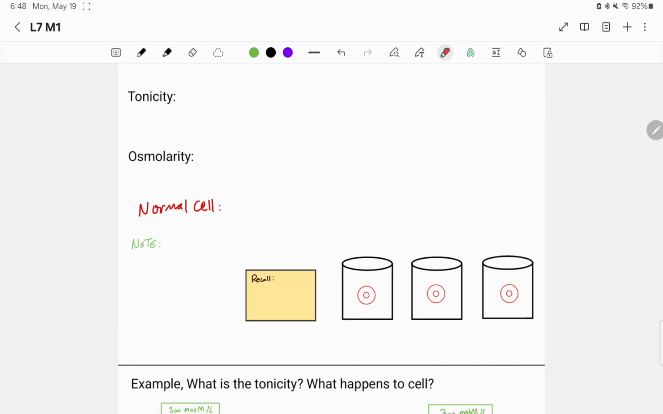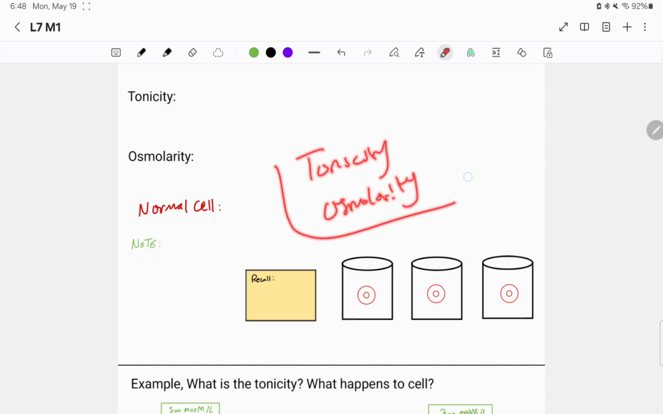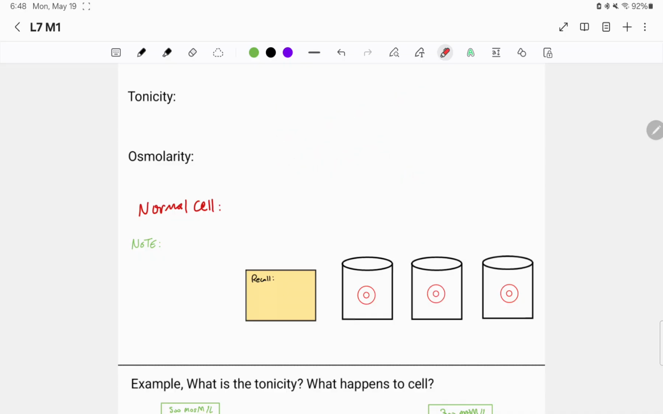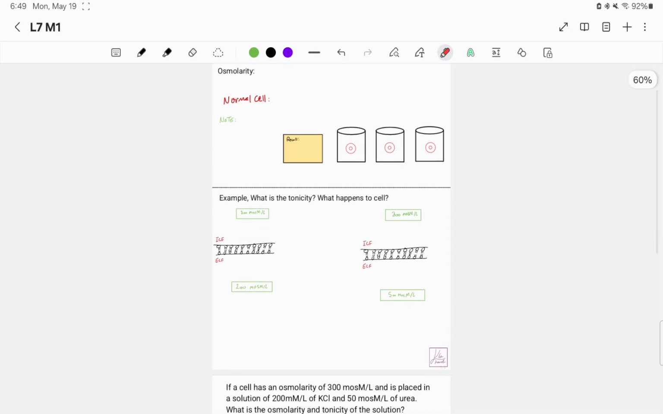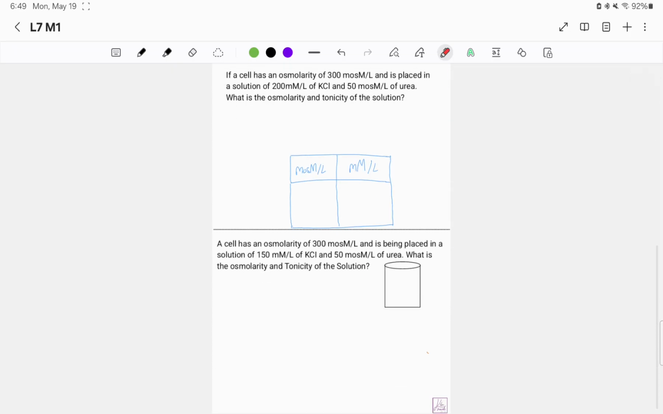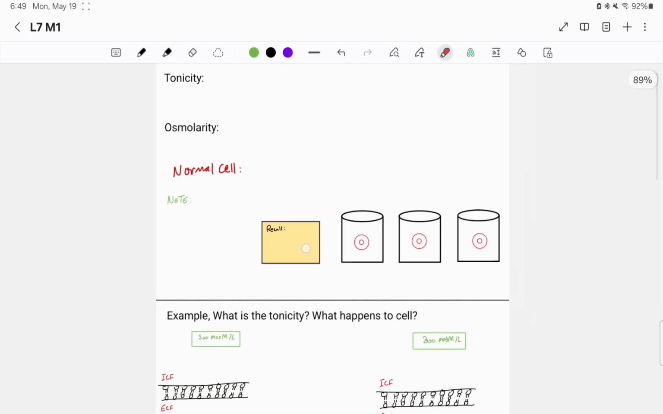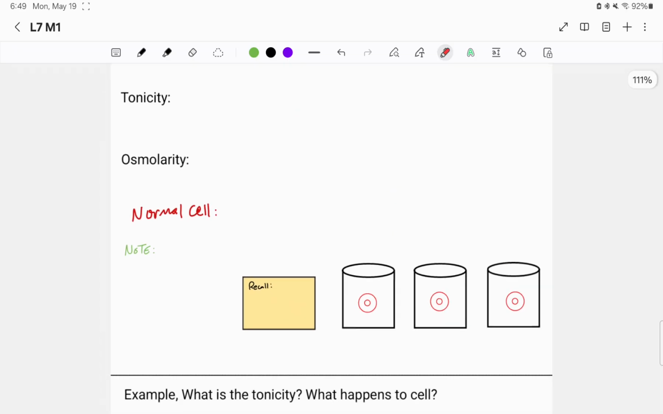In today's video, we're going to very briefly cover tonicity and osmolarity. These are very simple concepts that people often get confused, and they don't know how to differentiate them. So today, we're going to talk about what tonicity is, what osmolarity is, and we're going to do a couple of practice problems to really get it down pat. All right, without further ado, let's get right into it.